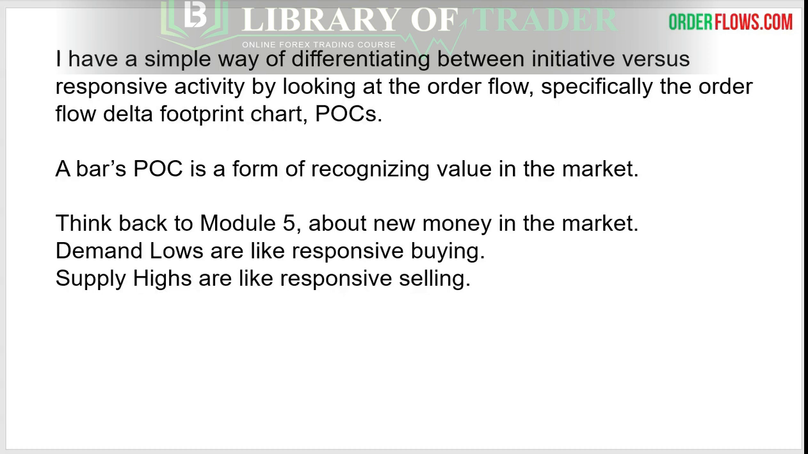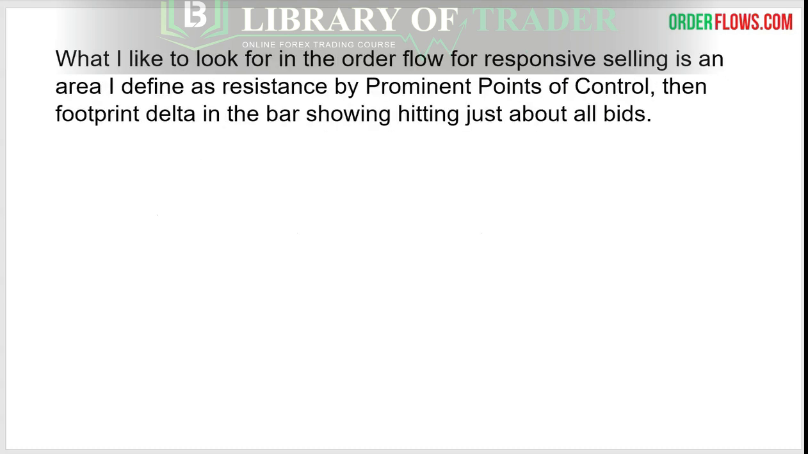Now think back to Module 5 about new money in the market. Demand lows, which I was talking about in Module 5, are like responsive buying. Supply highs are like responsive selling. So what I like to look for in the order flow for responsive selling is an area I define as resistance by prominent points of control. Then the footprint delta, not the volume footprint, but the delta footprint, showing bids just getting hit with impunity. Okay, so that's how I define responsive selling.